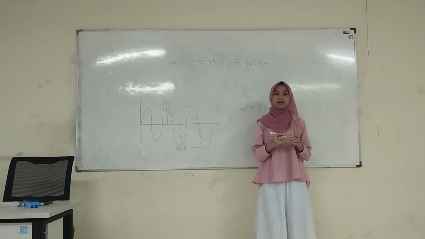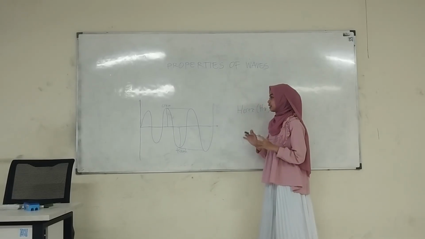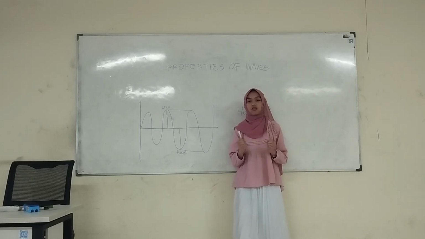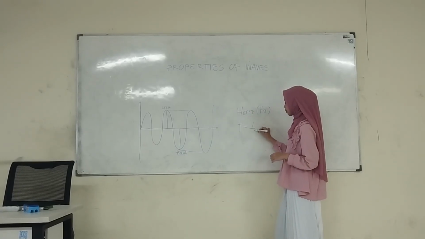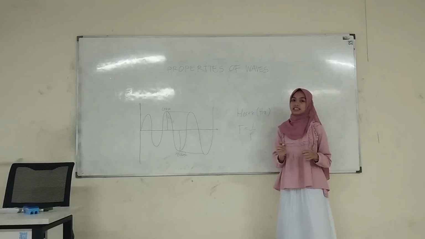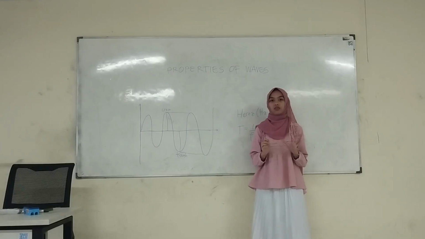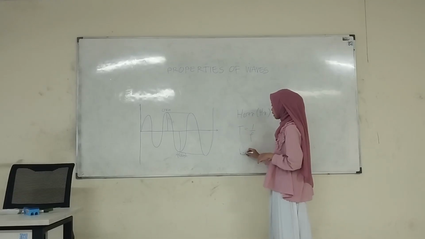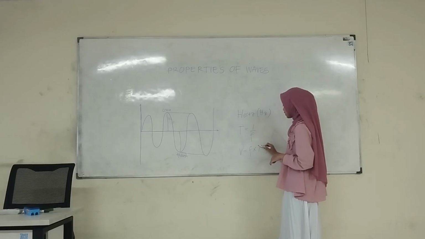Higher frequency means more waves per second. And then period. The period is the time it takes for one complete wave to pass a point. It is the inverse of frequency. And the last is wave speed. Wave speed is how fast the wave travels, calculated by multiplying frequency and wavelength.